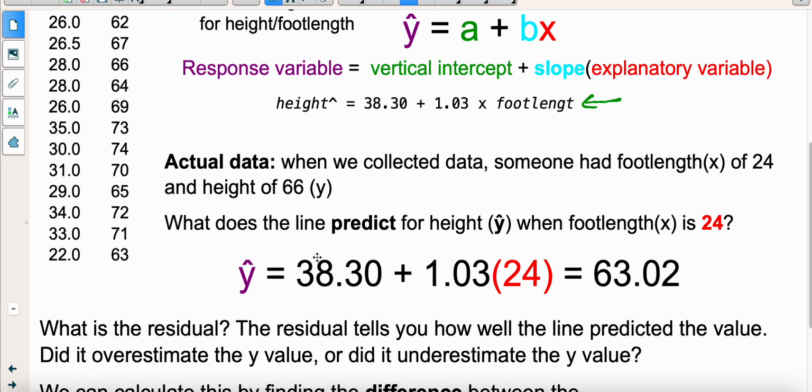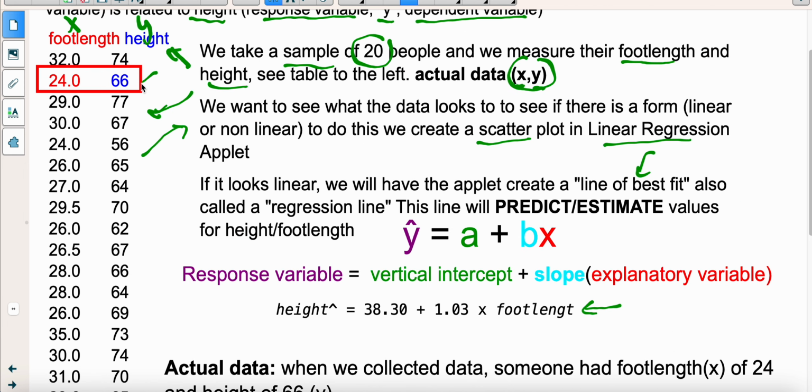So here's my actual data. Let's take this actual point here.